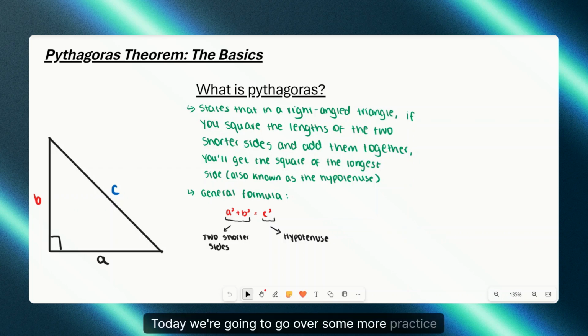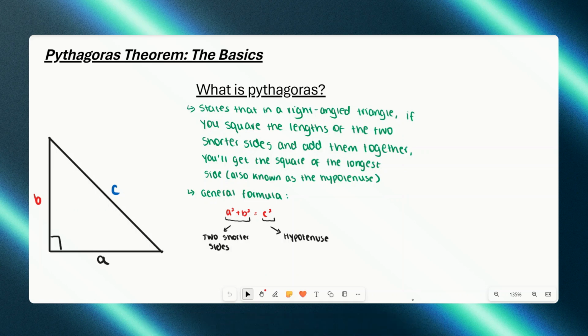Today, we're going to go over some more practice questions, more advanced practice questions, which includes Pythagoras in different scenarios.